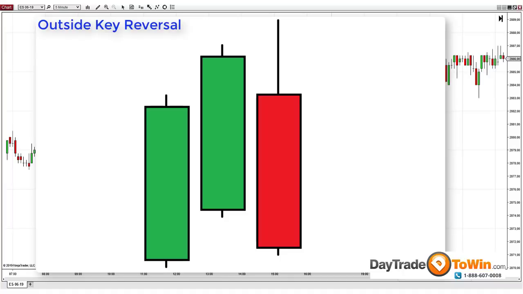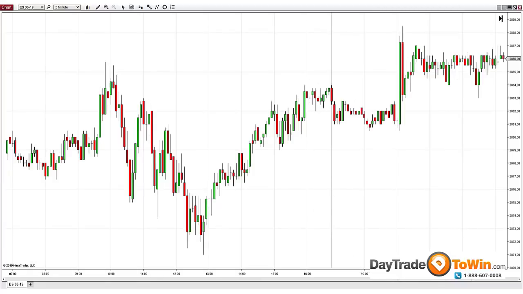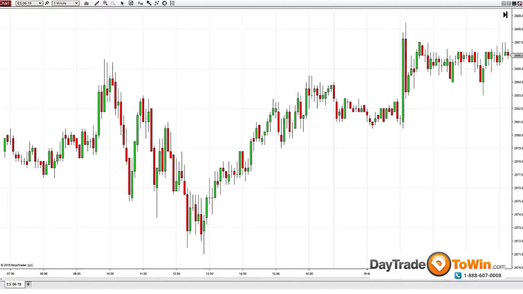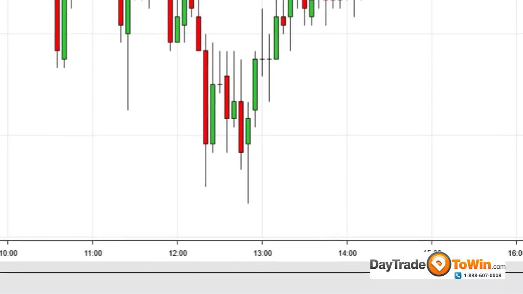And then finally we have the outside key reversal. The candle opens lower than the previous close. It makes a new highest high, higher than the previous candle's high, and then closes below the open and below the previous candle's close at the same time. The same principles apply in downtrends, but you'll need to replace the highs and lows with the lows and highs, right? So an outside key reversal in a downtrend opens higher than the previous close, it moves lower than the previous candle's low, it then moves back up again, closes above the open, and thereby also closes above the previous candle's close.